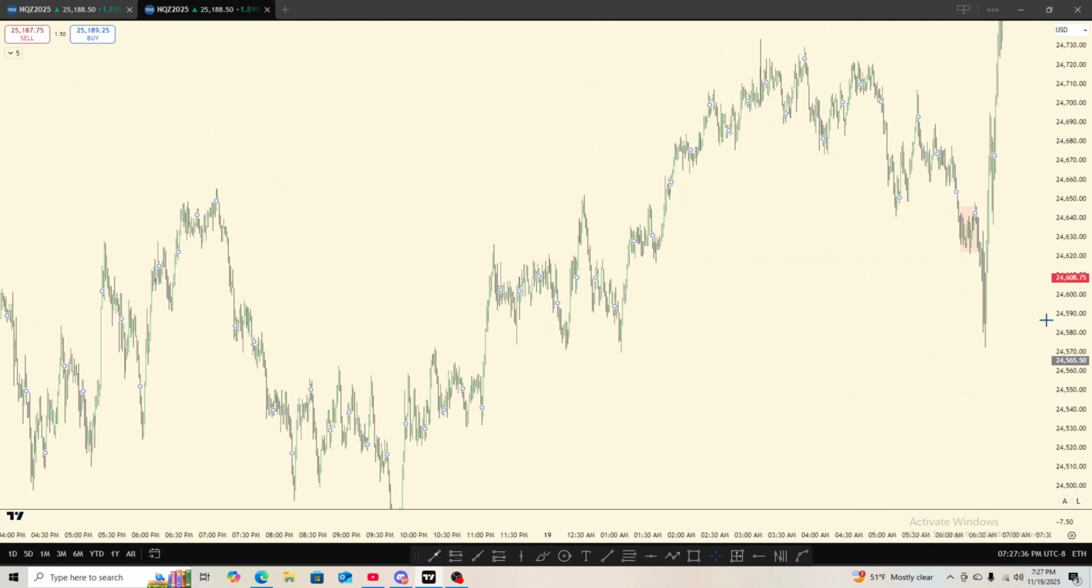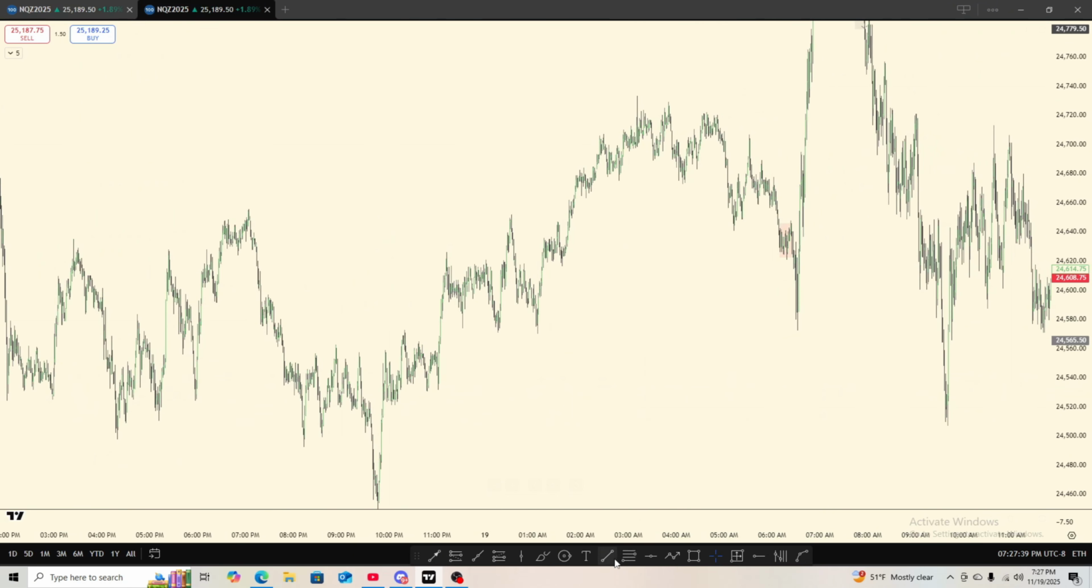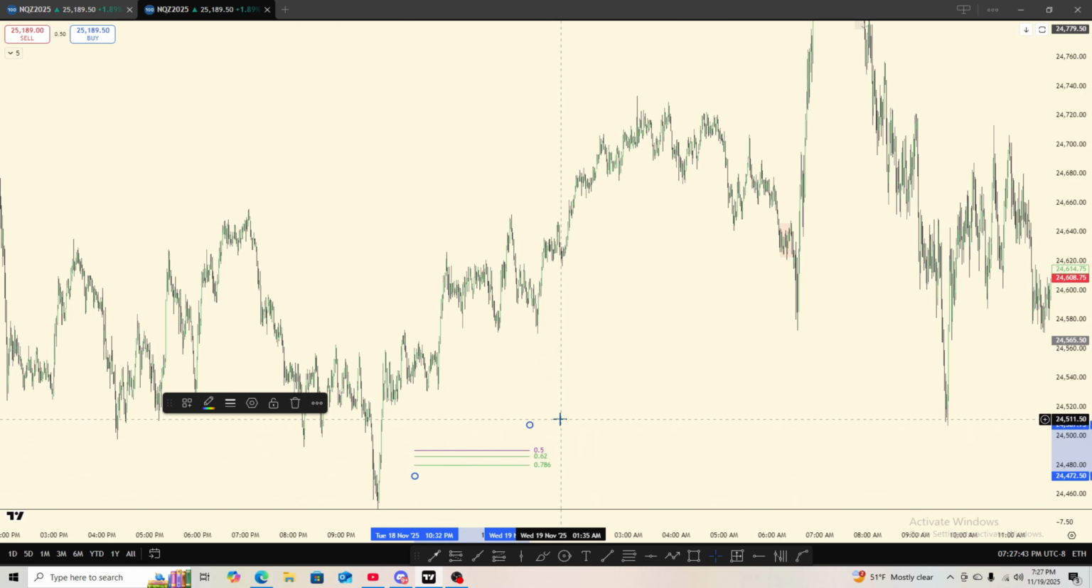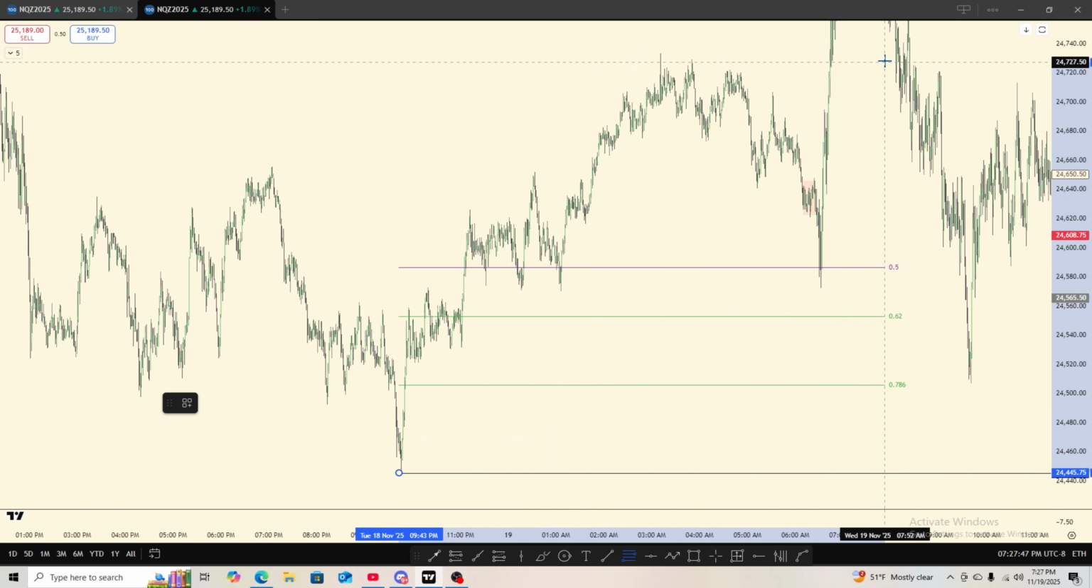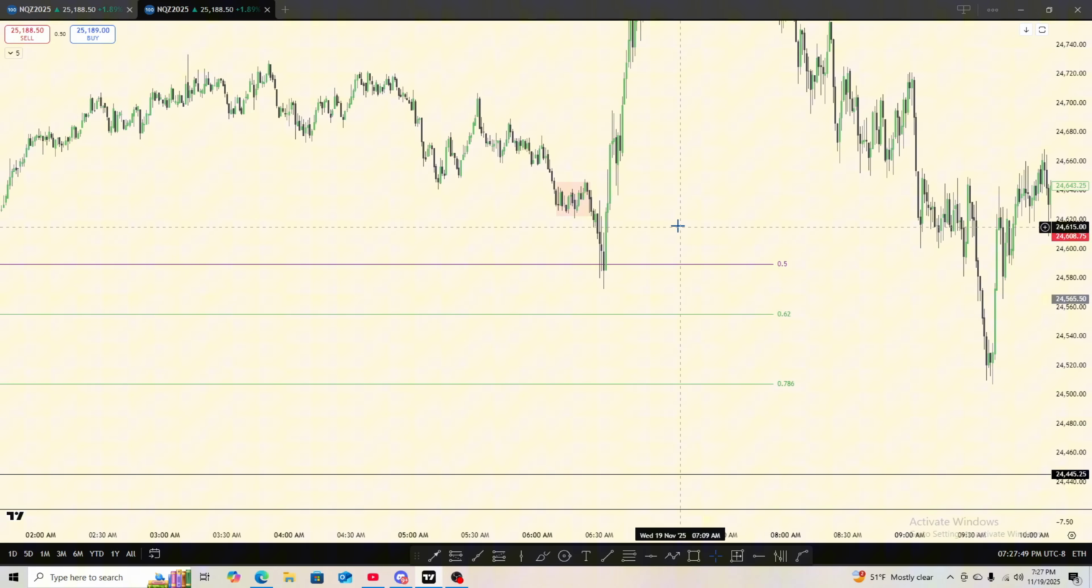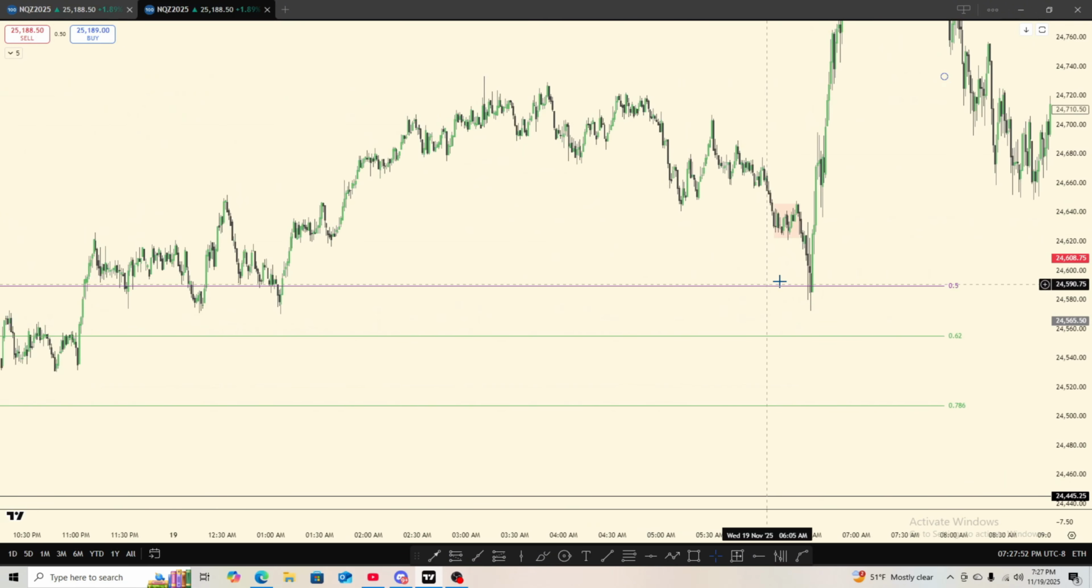We see price open, and where do we dump? We dump all the way to rebalance true discount of this range. So what do you see? Accumulation, dump, rebalance, true discount of this range.